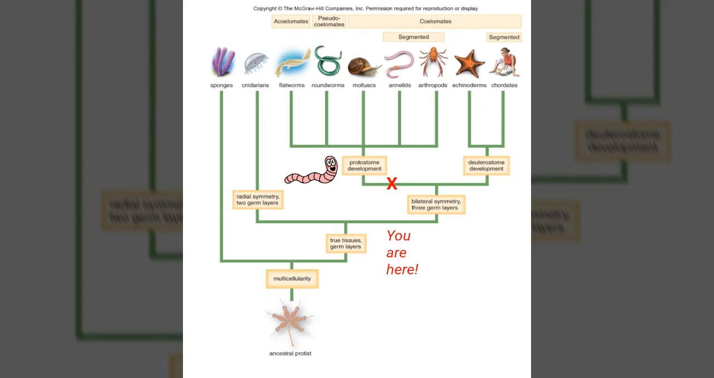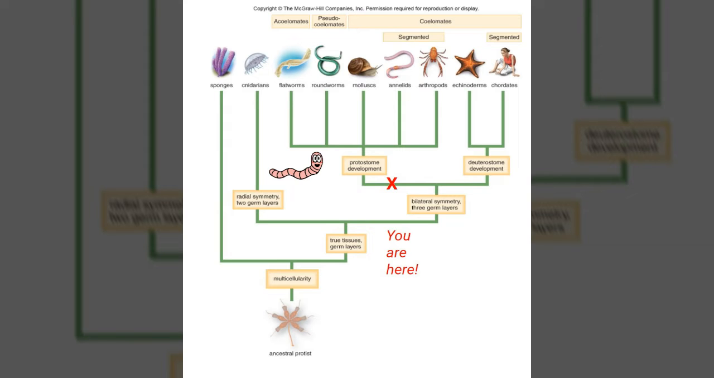So the first one is phylum Platyhelminthes, aka flatworms. Some of the evolutionary advancements that they have are bilateral symmetry, 3 cell layers, protostome development, and a central nervous system. They can be parasitic, and they can cause many different diseases, which we'll go into in a bit.